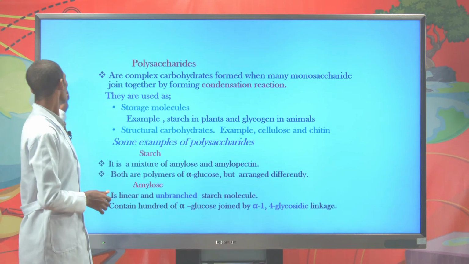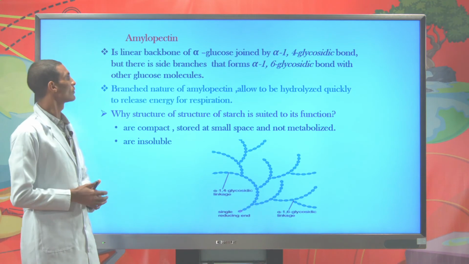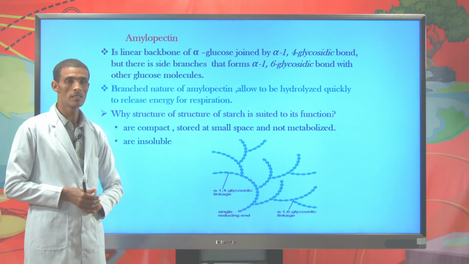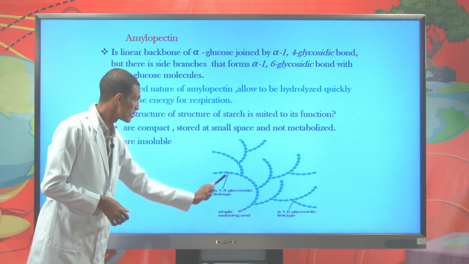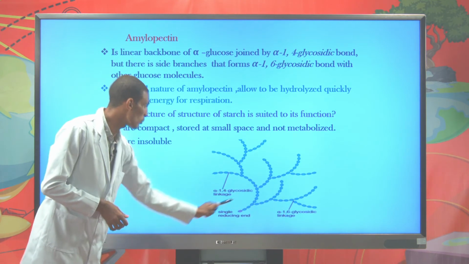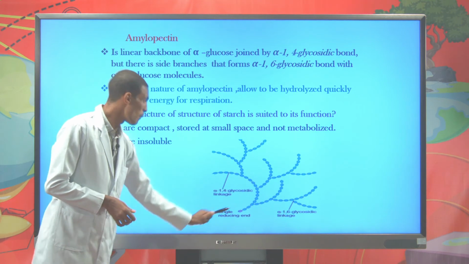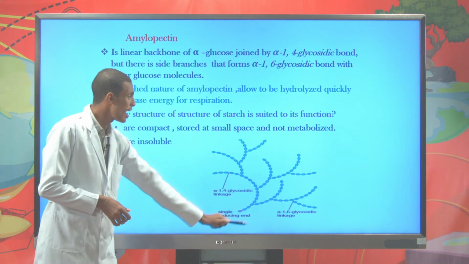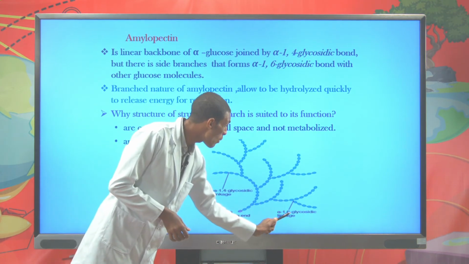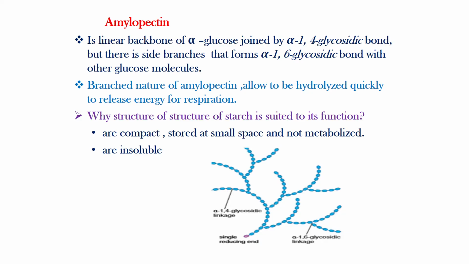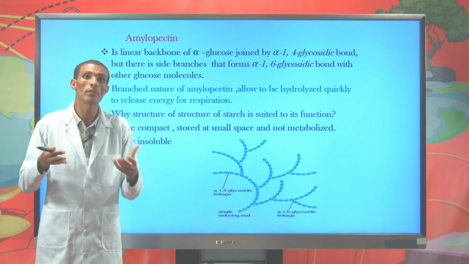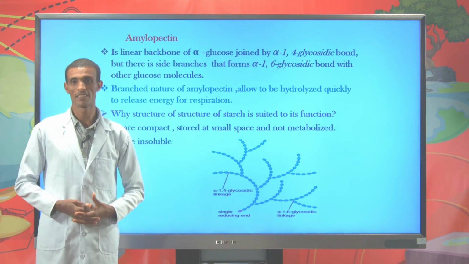But amylopectin is branched. There is the alpha 1,4-glycosidic linkage, but it is a bit more complex because it is branched. Another linkage, the alpha 1,6-glycosidic linkage, is found here. The branched nature of amylopectin allows it to be hydrolyzed more easily to release energy.